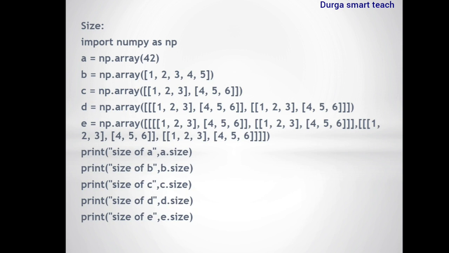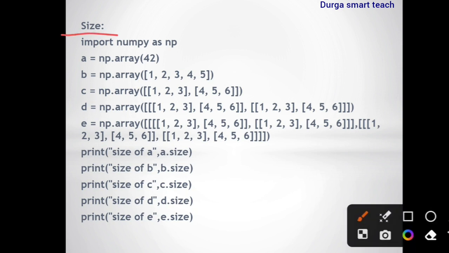The third one is size. Size is nothing but counting the number of elements in an array. Here a contains only one element, so it is a 0 dimensional array. B contains 5 elements. C contains 6 elements, like this. If you want to know the number of elements, you can just use the size attribute. The size of a is a dot size. The size of b is b dot size.